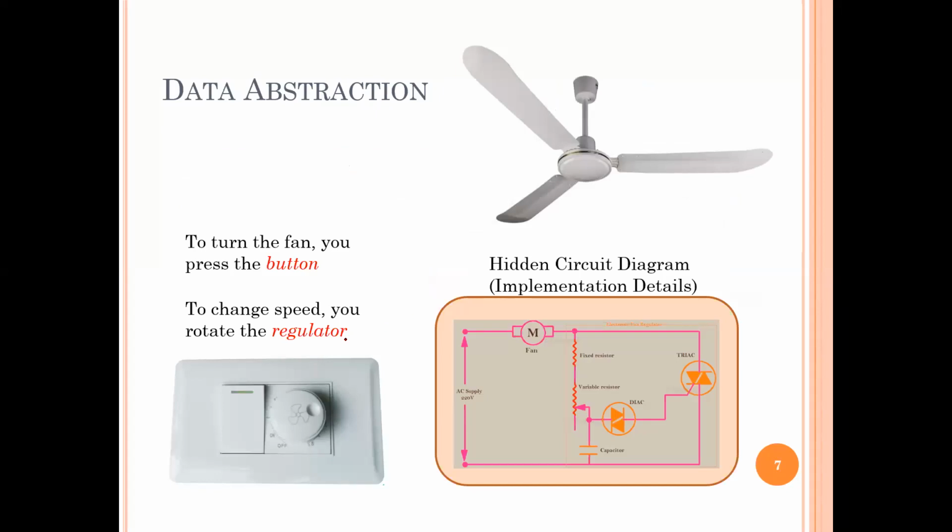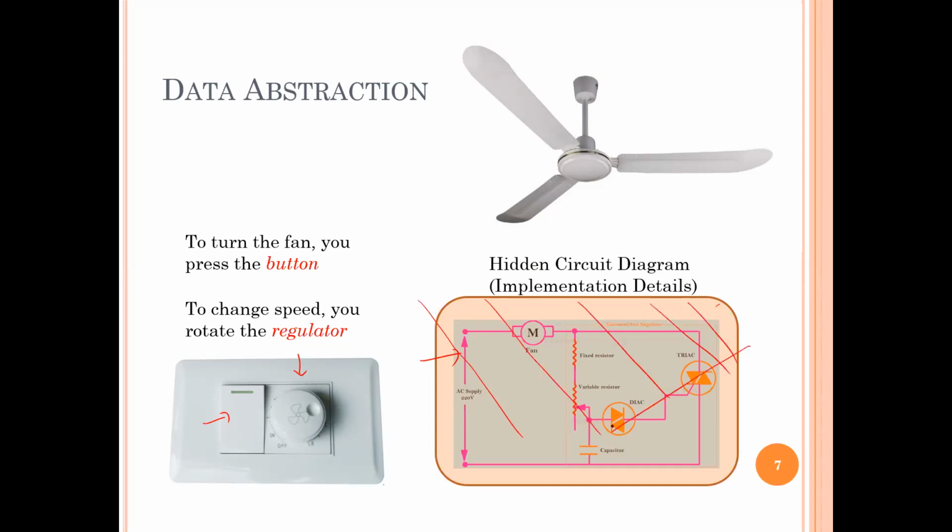So this is a fan, and we know if we have to turn the fan on, we press this button. If we have to change the speed, we have to rotate this regulator, right? But you don't care what is happening at the back end when you press the button or when you rotate this regulator. There's a circuit, right? Maybe some resistance is changing and that is how the speed is being controlled. These are the implementation details. This is the hidden circuit diagram. But if we want to turn on the fan or turn off the fan, this we don't care, right?